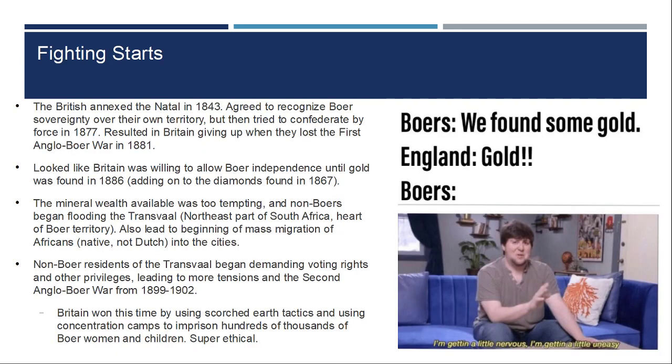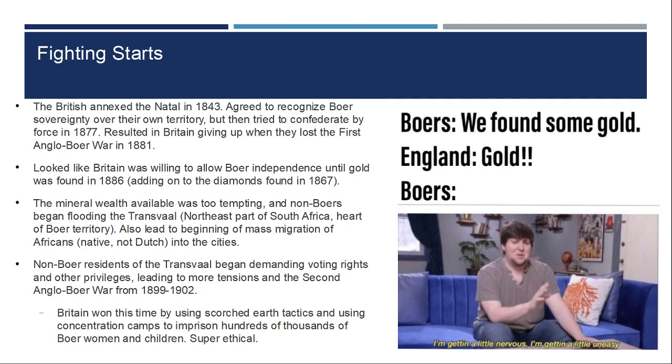Then the British decide they want more control. The British annex the Natal, which is the area that the Republic of Natalia would have been in 1843. And when they do that, they kind of tentatively agree to recognize Boer sovereignty over Boer territory. But overall that territory was British. And then a couple of decades later, in 1877, they're like, actually, you know what? Never mind. We're just going to confederate by force.